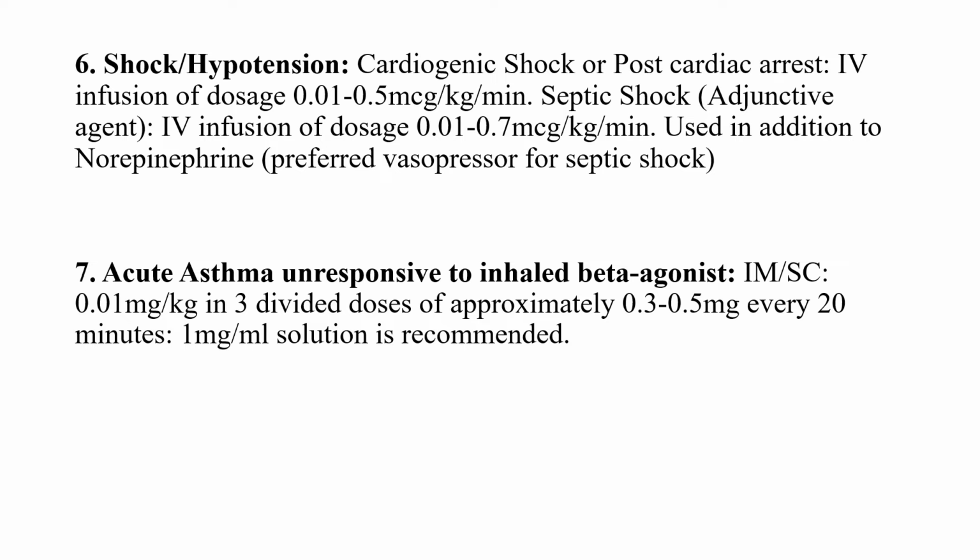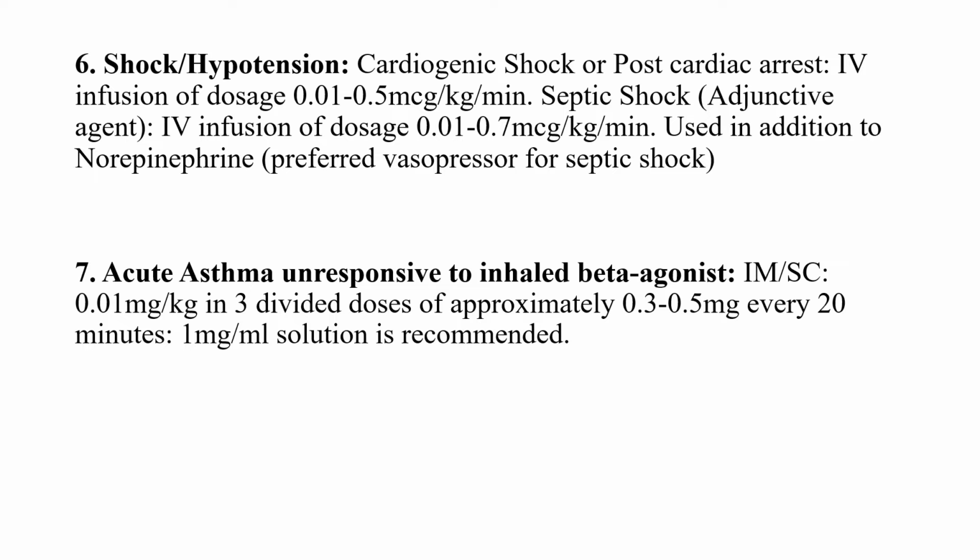And number 6, shock or hypotension. In case of cardiogenic shock or post cardiac arrest, we give it through IV infusion. Dosage is like I have told previously, 0.01 to 0.5 micrograms per kg per minute. And in case of septic shock, usually we give it along with noradrenaline. Noradrenaline is the first preferred vasopressor for septic shock, and in case of septic shock we use adrenaline as an adjunctive agent. So the dose is 0.01 to 0.7 micrograms per kg per minute.